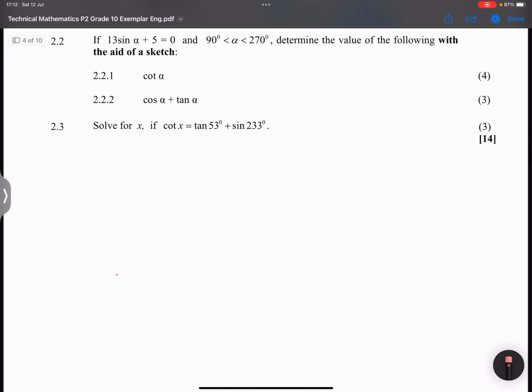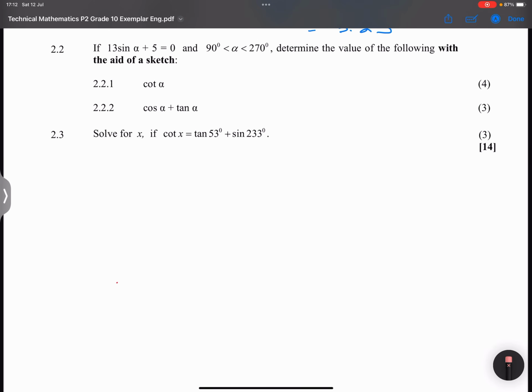Now they say to us, if 13 sine of alpha plus 5 is equal to 0, and we've got alpha being between 90 and 270, determine the value of the following with the aid of a sketch.